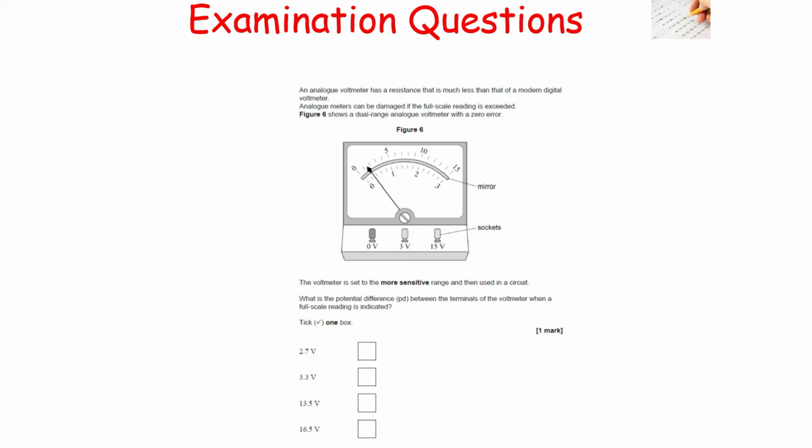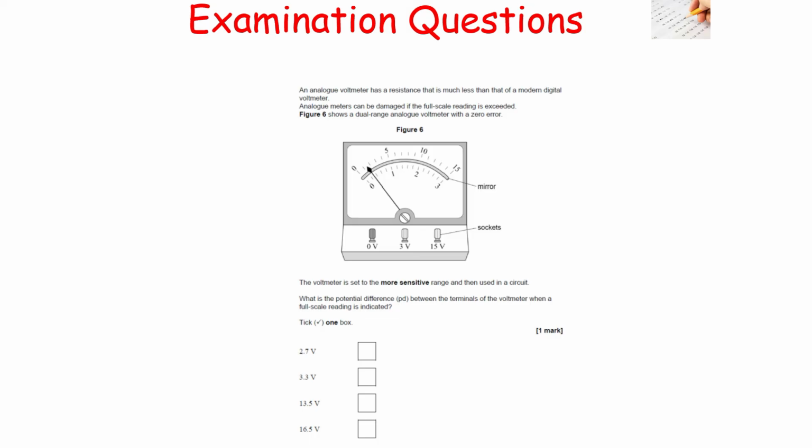Right, so how do you answer this particular question? Well, in this question you're looking at what the biggest value is going to be, and working it through like so. What's the potential difference between the terminals when the full scale reading is indicated? You're going to have to work out what the biggest possible value is. We're using the more sensitive range that's used in the circuit, so therefore we're going to use the lower one, because as a result you can see that it's going to be climbing upwards like that.